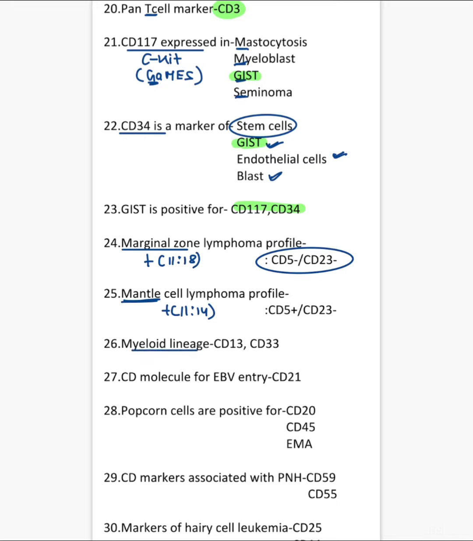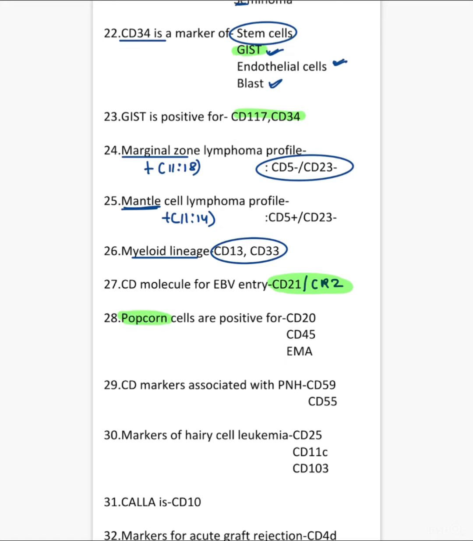Then myeloid lineage, guys, okay, that is CD13 and CD33. See, this we have already done. CD molecule for Epstein-Barr virus entry, CD21, CR2. Then your popcorn cells, guys, okay, that is nodular lymphocyte predominant Hodgkin's lymphoma. So that was lymphocyte predominant, so it was CD20, CD45 and EMA positive.